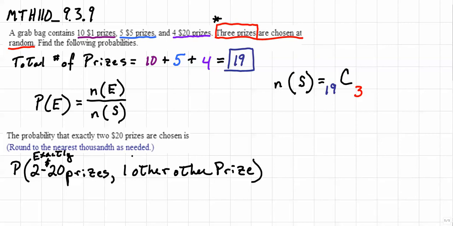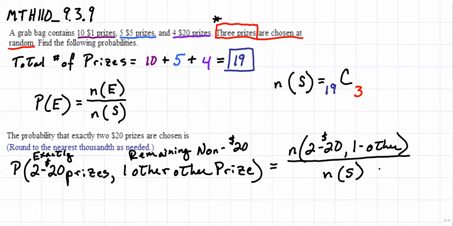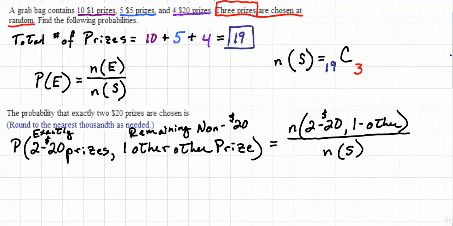and this is going to come from the remaining non-$20 prizes. And that's going to simply be equal to the number of choosing 2 $20 prizes and one other divided by the number in the sample space. Now, let's go ahead and look at what's happening here.